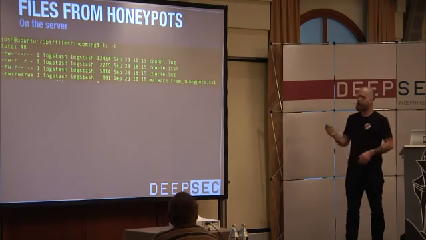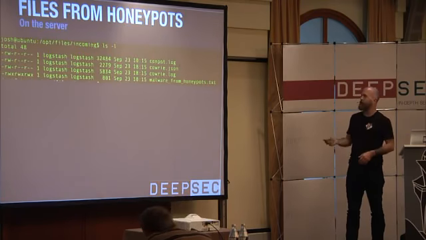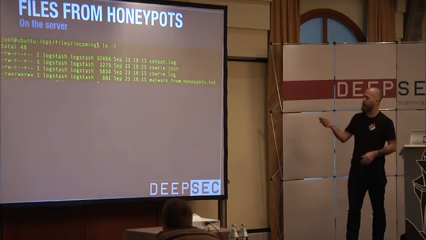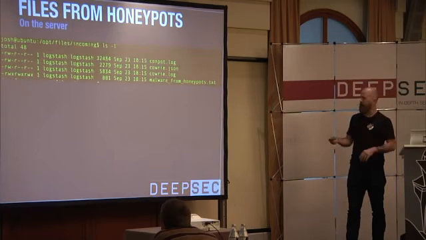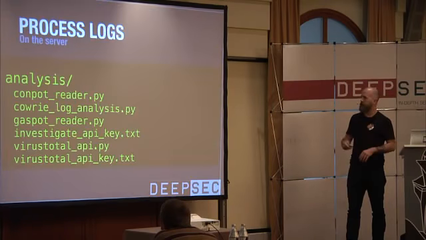The files from the honeypots, this is actually on the server. All the files get pushed into this folder, /opt/files/incoming. And I have the Conpot log, I have a Cowrie JSON and log file. And then I have malware from honeypots. That's the SHA-256. I think I actually just go right over those again.